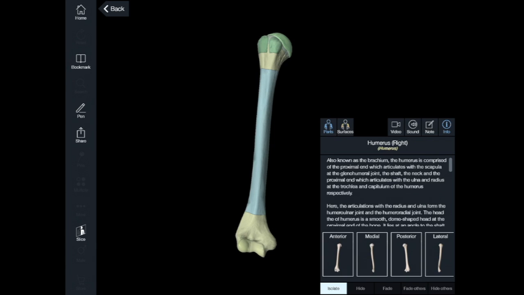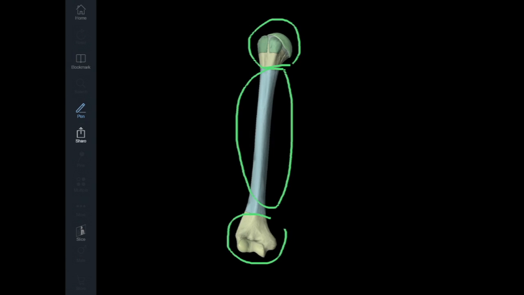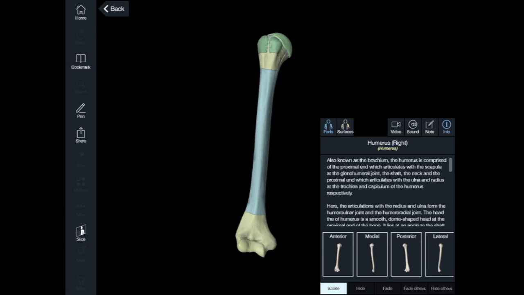And we're going to take a look at the parts and the surfaces of the humerus. Firstly, it's important to know that the humerus is divided into three major parts: the upper end, or the proximal end, the shaft, and the lower end, or the distal end. At the upper end of the humerus, we've got the head of the humerus. The head of the humerus articulates with the glenoid cavity of the scapula to form the shoulder joint.